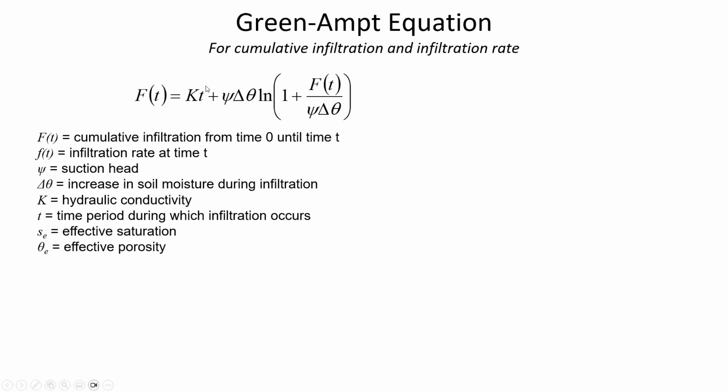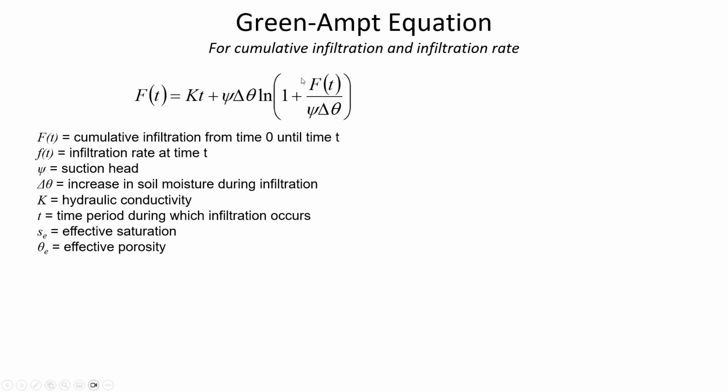So this term takes into account the gravitational effect. The second term is taking into account the cohesion and adhesion that drives water being drawn into the soil through suction. What makes it complicated is that the cumulative infiltration depth is both the thing that we're trying to calculate, and also it influences how much of the suction head effect is taken into account at any given time.